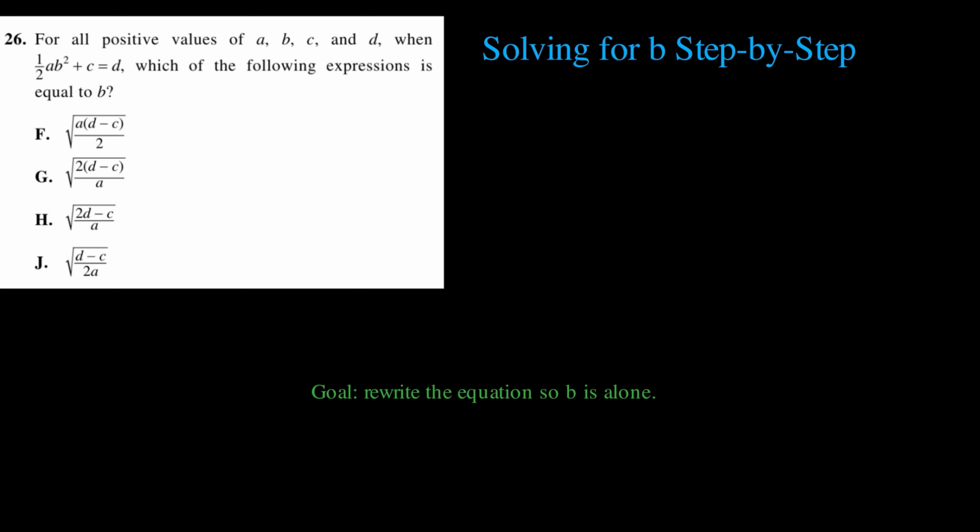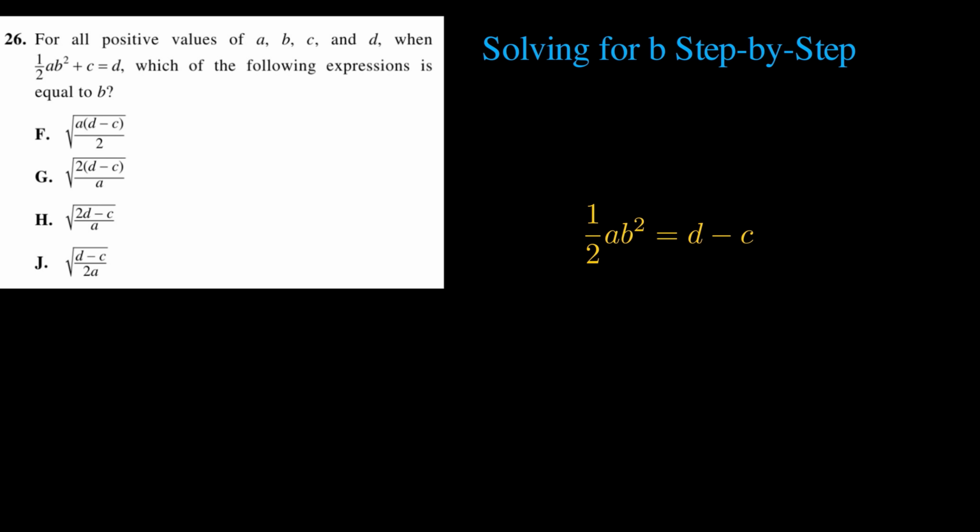Right, let's carefully walk through this ACT question step by step. We are given the equation 1/2 times a times b squared plus c equals d, and the goal is simple. We want to rewrite the equation so that b is alone. Right now, c is being added on the left side. To get rid of it, we subtract c from both sides. That leaves us with 1/2 times a times b squared equals d minus c.